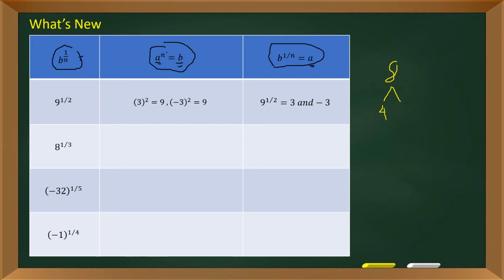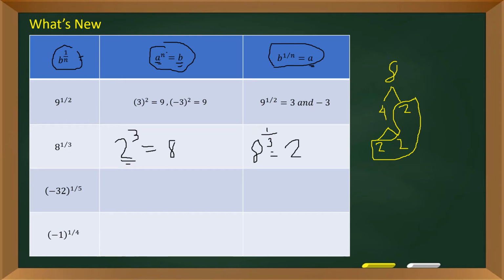8 is 4 times 2. But 4 is not yet a prime factor, so we have to break it down into 2 times 2. Therefore, 8 is 2 times 2 times 2, or multiply 2 3 times by itself, or 2 raised to 3 equals 8. And on the third column, let's go back to 8 raised to 1/3. From here, 8 raised to 1/3 is 2.